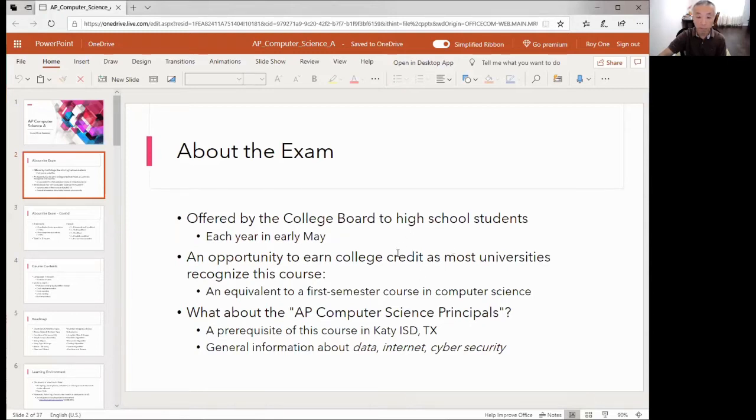So this exam is offered. This class is actually preparing everyone towards an exam. This exam is offered by an organization called the College Board. If you are already in high school, or if you're going into high school, I believe you should already be familiar with this organization. It is famous for helping high school students prepare towards their university or college education.